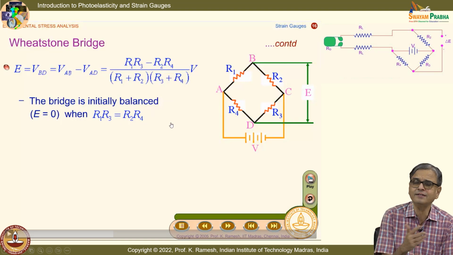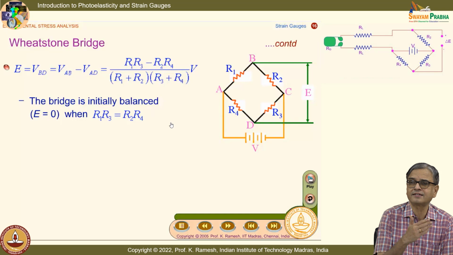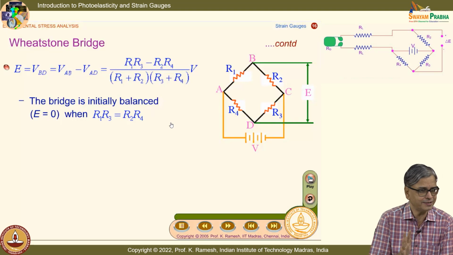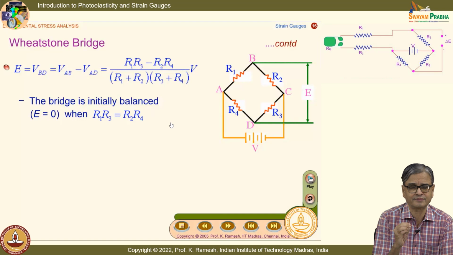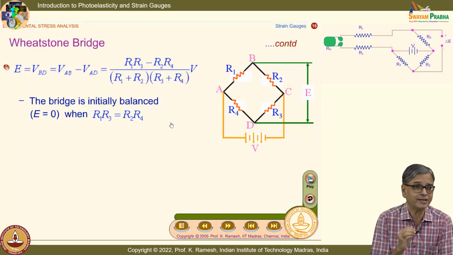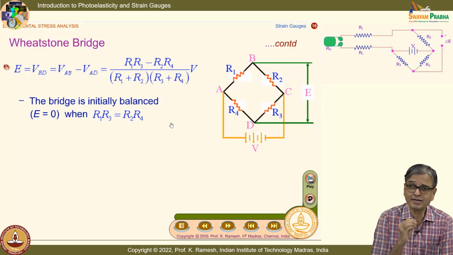So, one thumb rule is you make these resistances R1, R2, R3, R4 equal to start with, and you make the null balance measurement, which is very, very accurate. You have to keep in mind that we are measuring extremely small changes, which we are not accustomed to. Fine. So, you have to understand every aspect is important.